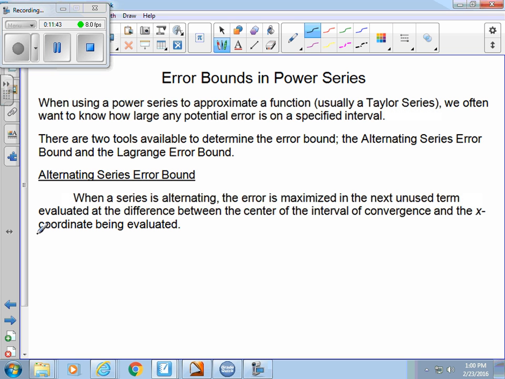Alternating series only works if your series is alternating. That's the first one we're going to learn. It's easy. The second one we'll learn is Lagrange. Should we write it at top or down, or just under alternating? Alternating series is the important part. You might write at the top there are two ways to test error: alternating series and Lagrange.